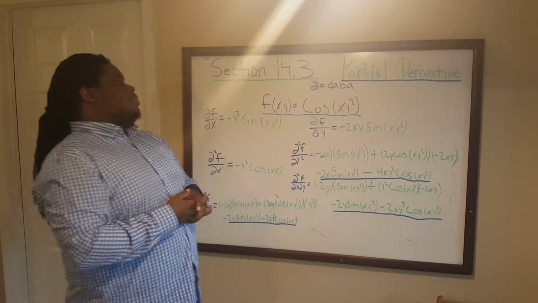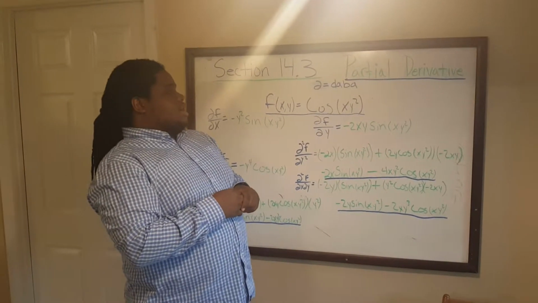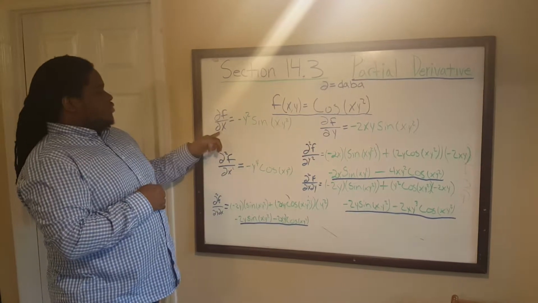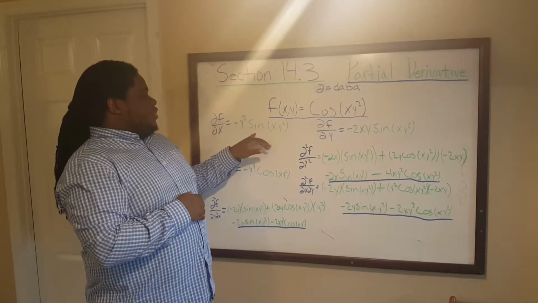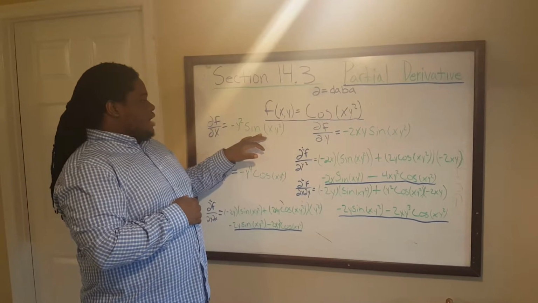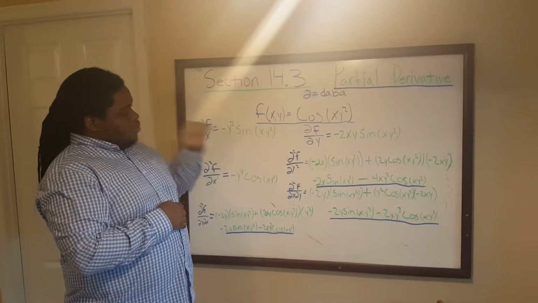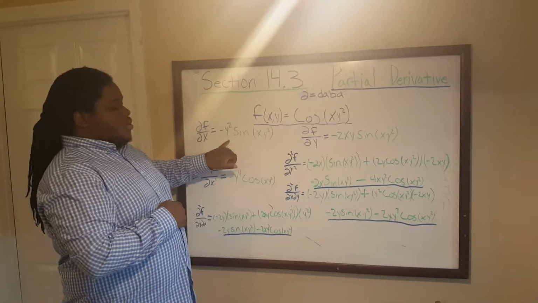Okay, so this is the example problem. F of x equals cosine x times y squared. And first you do the first order partial derivative with respect to x. And you hold y as a constant, so you take the derivative of the outside, which is cosine, derivative of that is negative sine. The derivative of the inside with y being constant is just take the derivative of x, which is 1. So you get y squared.